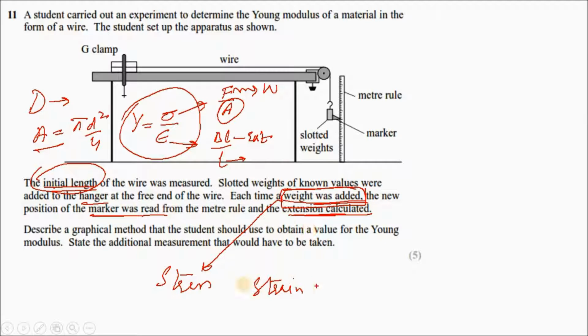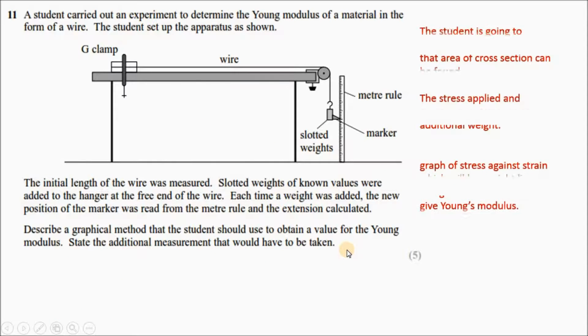of each reading. Once the student has a stress and a strain, he or she can draw a graph of stress against strain, and of course it should be a straight line passing through the origin, and the gradient of this straight line should be the Young modulus. So that's what you can explain, everything in your answer, and you can write like this.